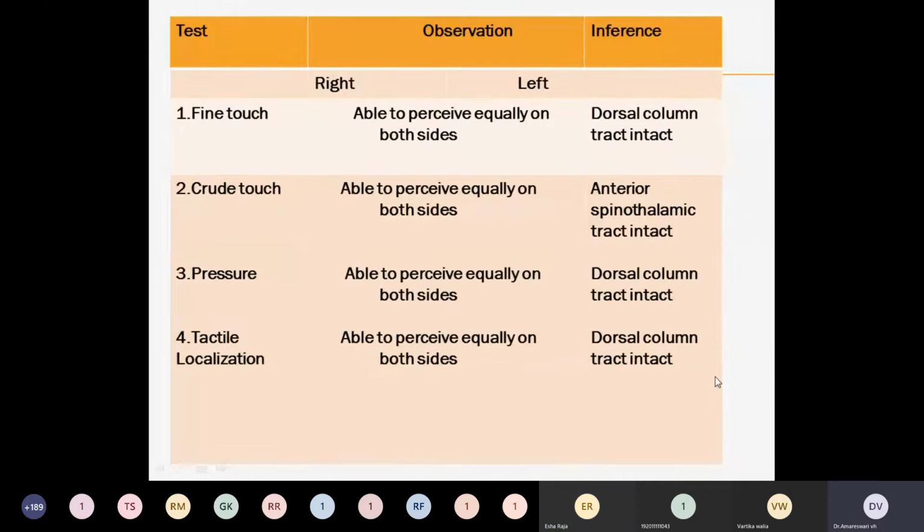So you have to tell me what are all the sensations that are carried by the dorsal column tract pathway.